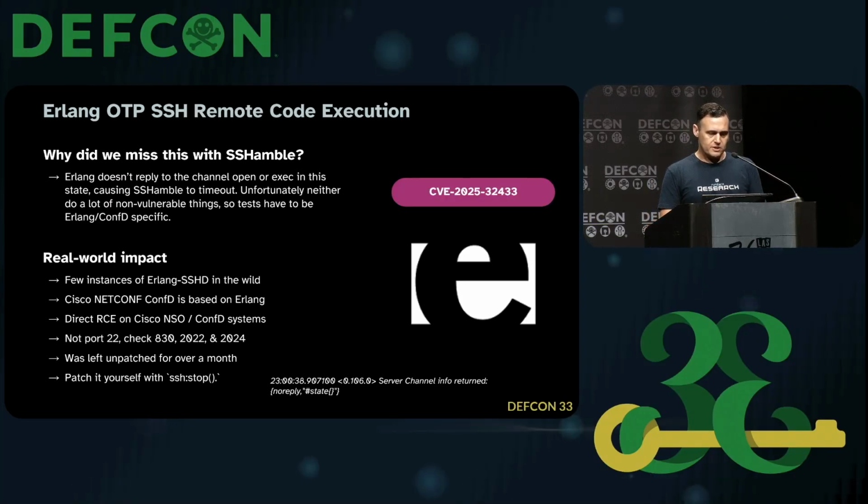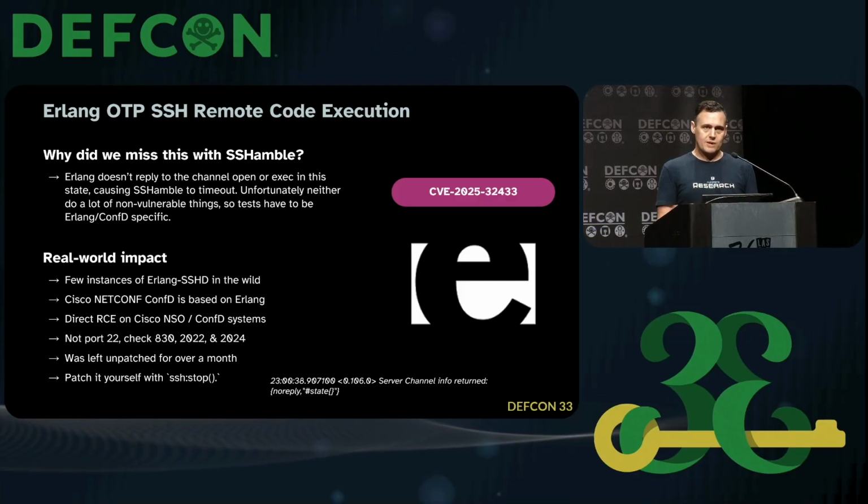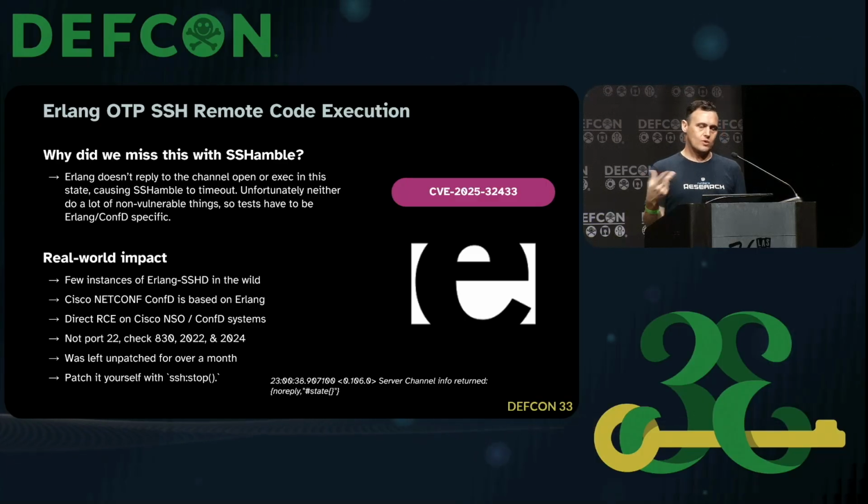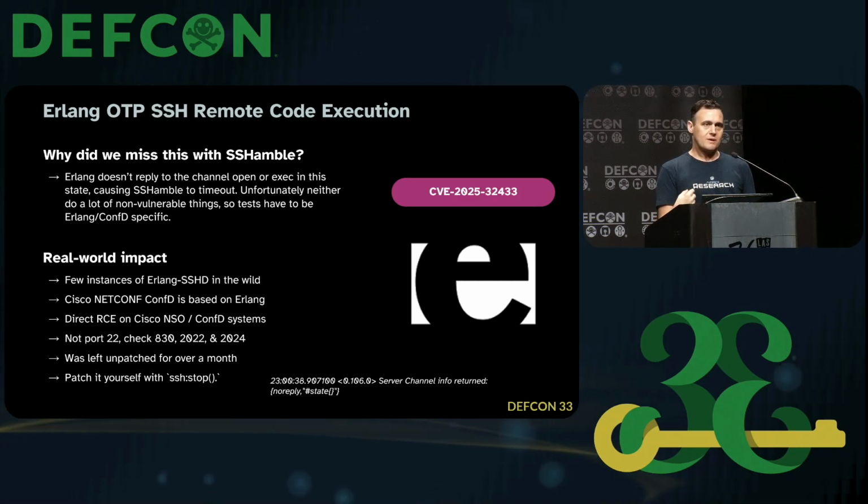So one of the things that we looked into is why did we miss the Erlang bug with SSHamble? Well, it ends up when we were doing the SSH handshake, we would send the normal banner, the kex init, the kex response, then we'd send the open channel or the exec, and then if we got a response back, we'd say, hey, we got a shell, here we go. What's interesting about the Erlang one is it does not reply. When it's in the wrong state, it just doesn't reply at all, but it still runs the code. So because we saw a timeout on our side, we just thought it wasn't exploitable.